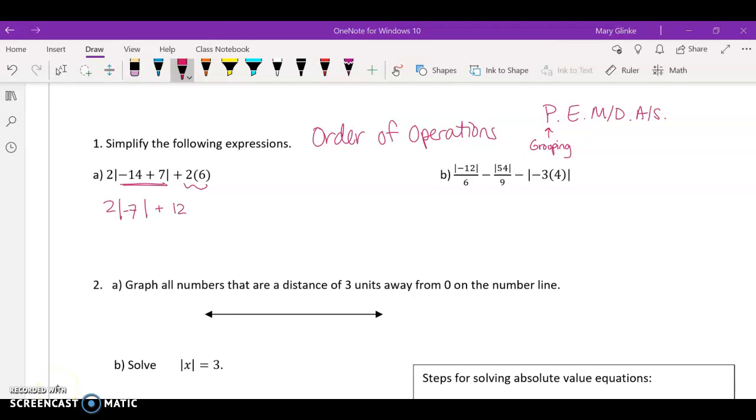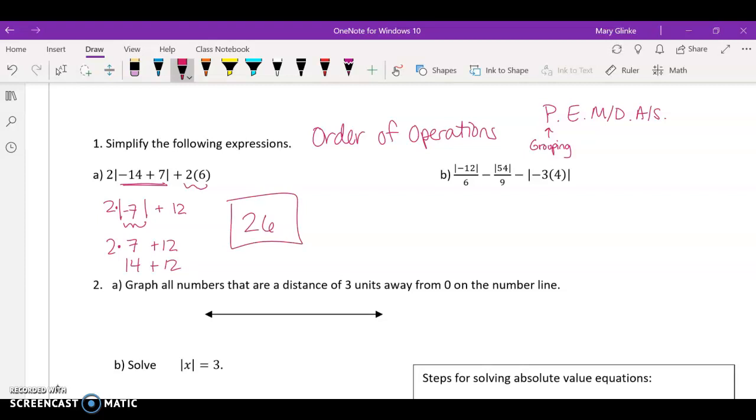Now the number out in front of the absolute value, this 2 here, is being multiplied by the absolute value of -7. So we're going to do 2 times, and then take the absolute value of -7. How far is -7 from 0 on the number line? It's a total of 7 units away. So the absolute value becomes positive. 2 times 7 is 14, and then plus 12 gives us 26 in total.